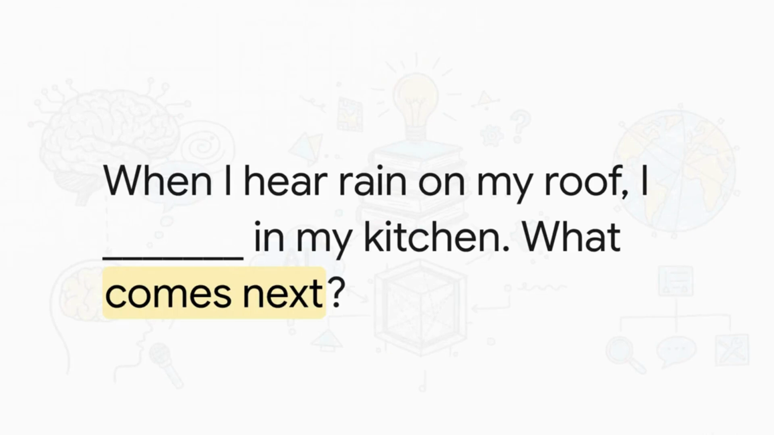Okay, let's make this a little more concrete. Look at the sentence here. When I hear rain on my roof, I blank in my kitchen. So what a language model does is it analyzes this whole sequence of words and then tries to figure out the most probable word to fill in that blank, all based on the patterns it's seen before.